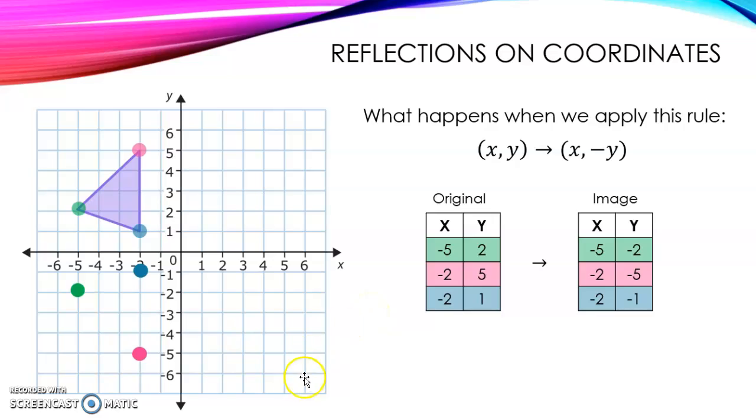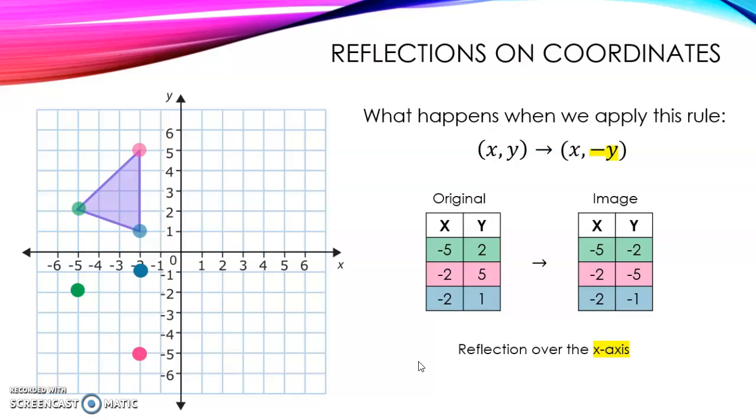So what happened here? You may be able to tell from the original to the image, or the pre-image to the image, that this is actually a reflection. This is a reflection over the x-axis. That's what it's reflecting over.